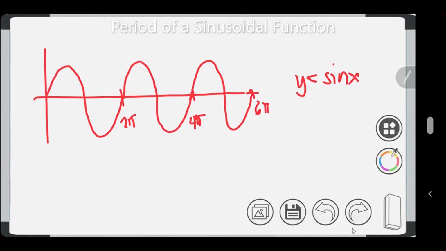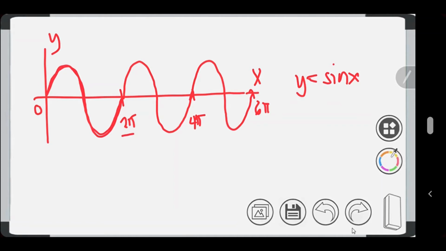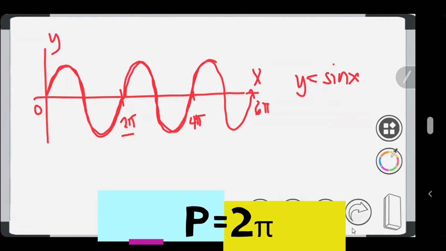Since period is determined by how many steps the graph takes to complete one cycle, and we have our one whole cycle completed from 0 to 2 pi, and then repeats that cycle for the next intervals, then our period is 2 pi. Now, how about our sine function?